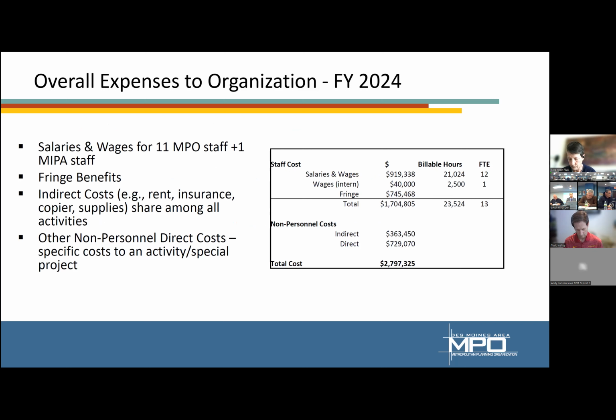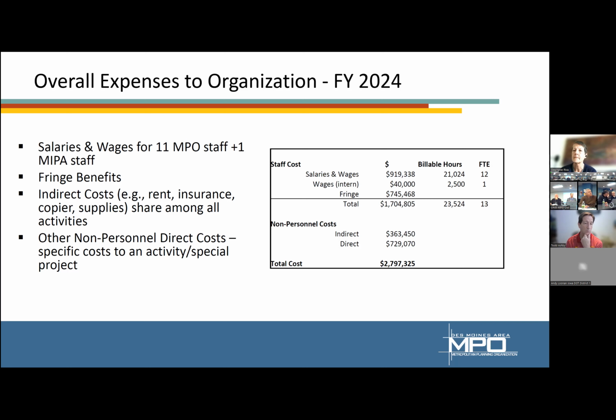In terms of overall expenses to the organization, those are up there on the screen. It was in the agenda packet for you to see. The overall expenses to the organization, and when I say the organization, that's all encompassing of the MPO and its core transportation function, but also the other contracts that we have been taking on, because we are contractually obligated to those. So that includes the salaries and wages for the 11 MPO staff, plus the 1 MIPA staff, fringe benefits, indirect costs, and then other direct costs.